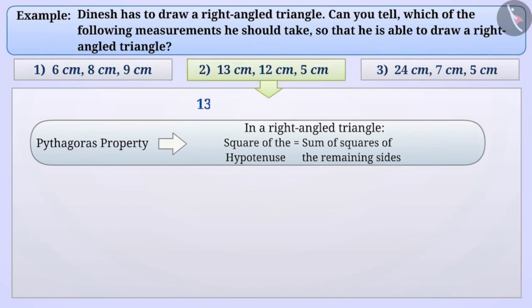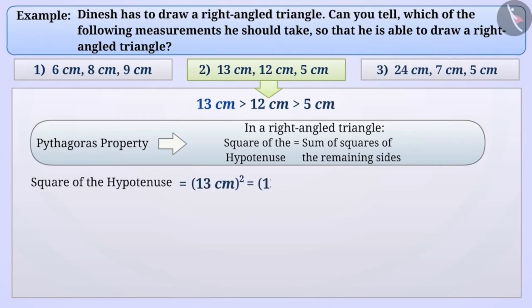Coming to the second statement, we see that the largest value here is 13 cm. So it can possibly be the measure of the hypotenuse. Here, the square of the hypotenuse is equal to 13 cm square, which is 13 multiplied by 13 cm square, which is equal to 169 cm square.